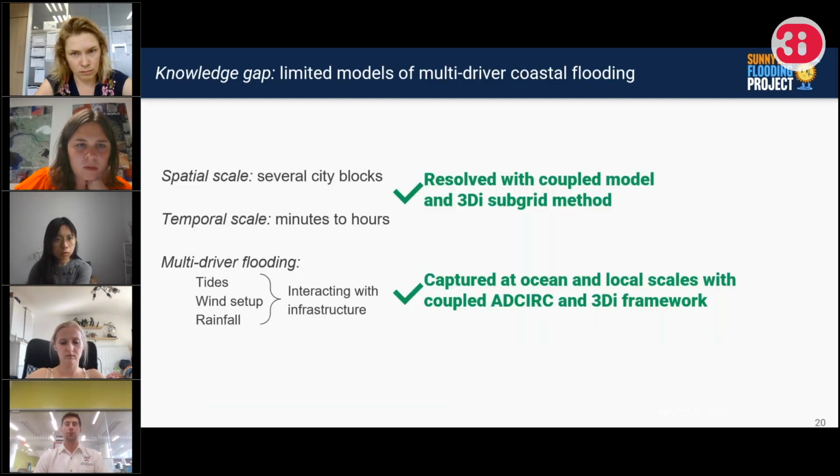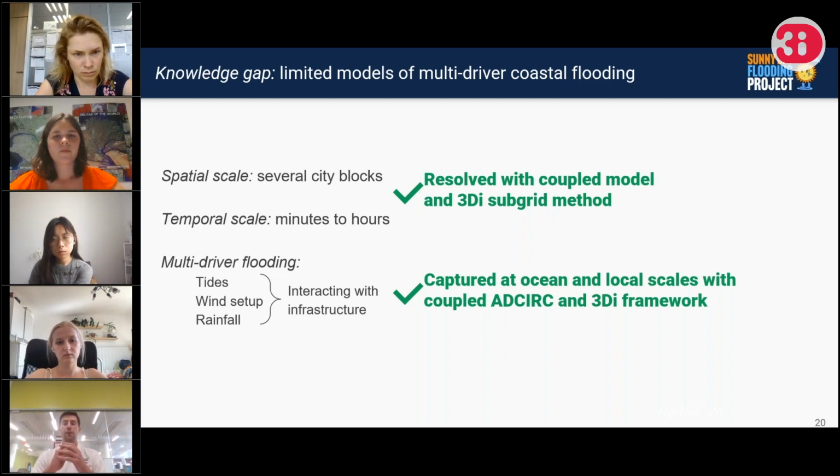The coupled model approach I have just talked through is a framework for simulating multi-driver coastal flooding at spatial and temporal scales appropriate for this hazard. The 3DI subgrid method resolves flood extents and depths at a resolution that captures flooding on the scale of city blocks. The ADCIRC portion of the coupled model simulates ocean-scale hydrodynamics that drive water level increases along the coast, while the 3DI portion captures localized flooding drivers and infrastructure impacts.